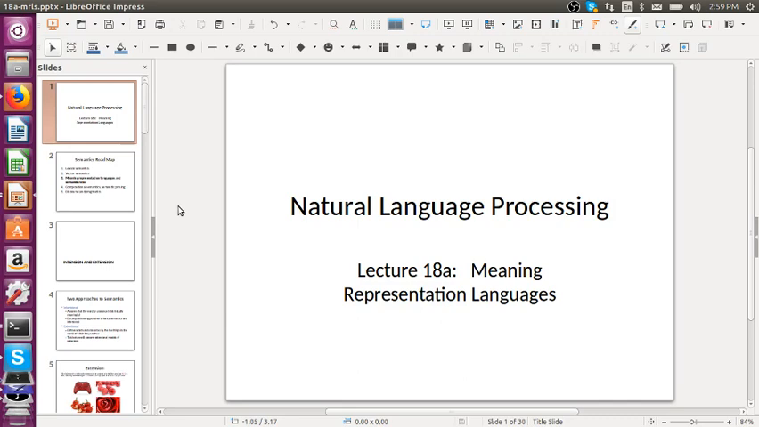Okay, so this week we're going to be moving up or down the chain of natural language. We have been talking about syntax and morphology. We're now talking about semantics. Well, you're probably thinking, oh great, we're now going to get the meaning of all of this stuff. The answer is not really.